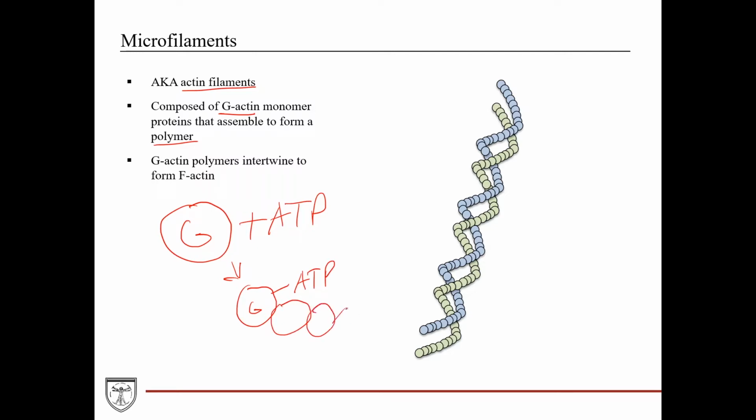already existing G-actin polymer. So it joins in like that. It would almost be like, so for each of these in the figure here, each of these would be a G-actin polymer. So this is a G-actin polymer, and then this is as well. And so if you have an ATP-bound G-actin monomer, it can then join in with this G-actin polymer.